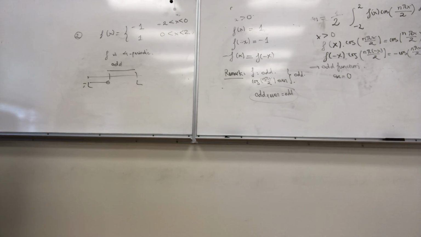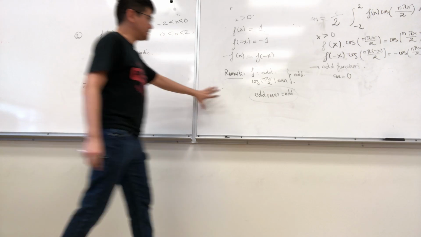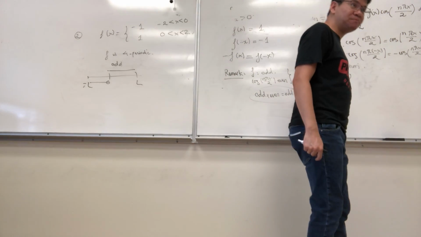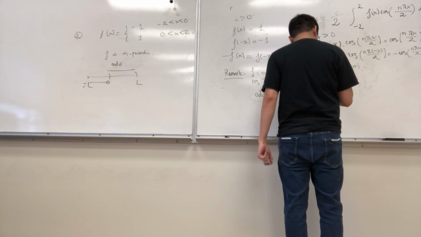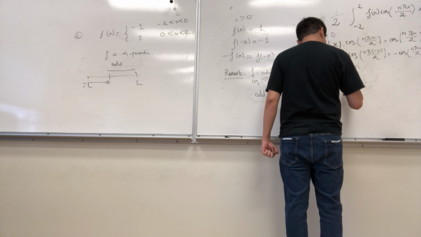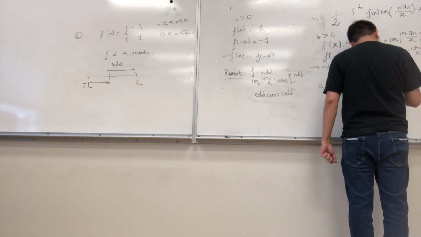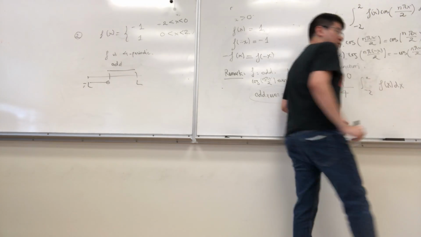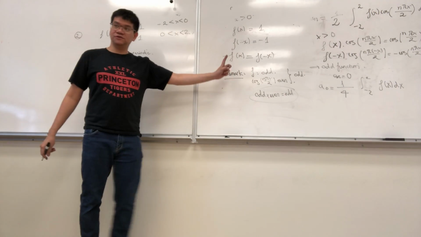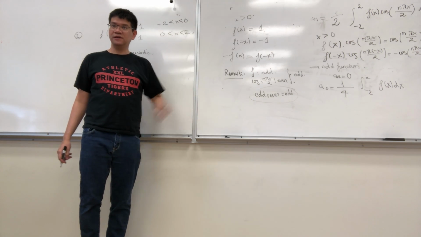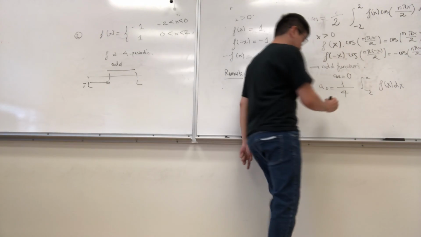Right, so in this case, you have a_n is 0. And of course, a_0 is also 0, because a_0 is what? a_0 is going to be 1 over 4 integral from minus 2 to 2 of f(x) dx. And we check that this is an odd function, so this should be 0. So a_n and a_0, they're both 0.